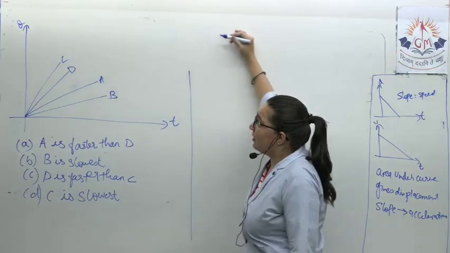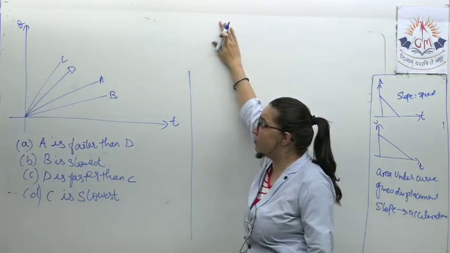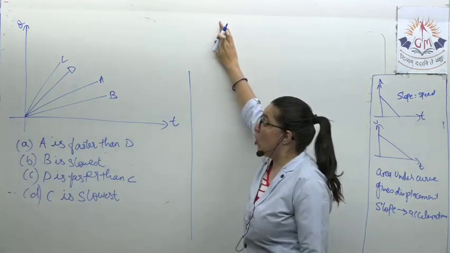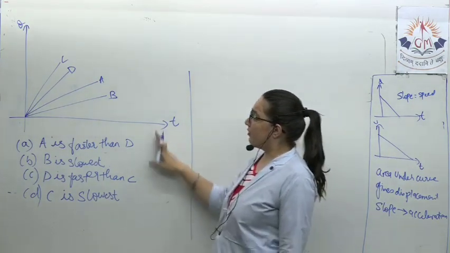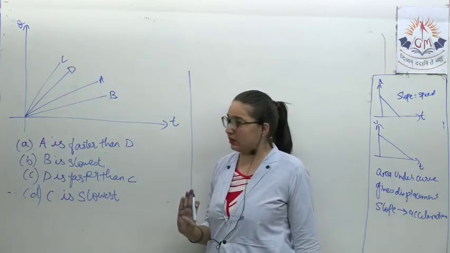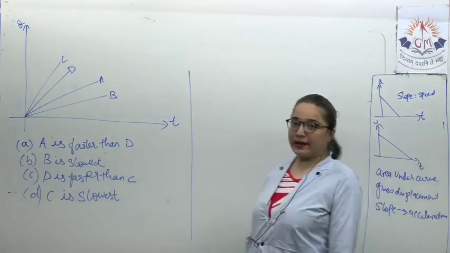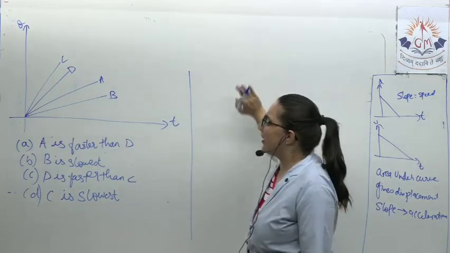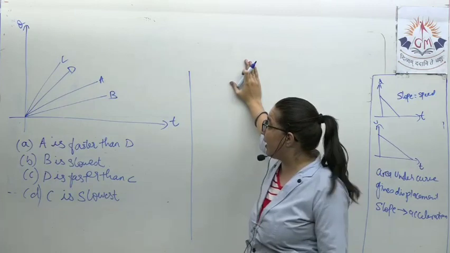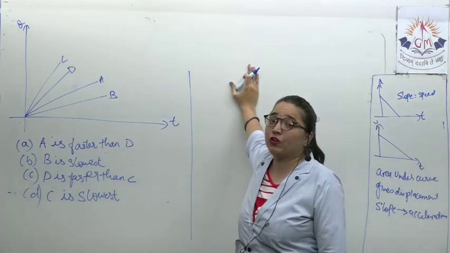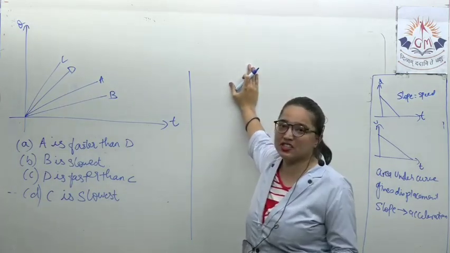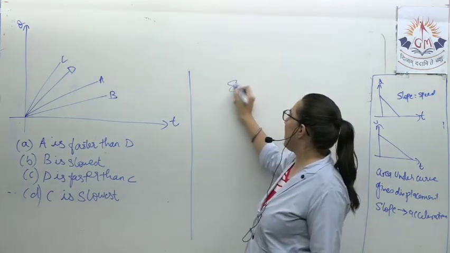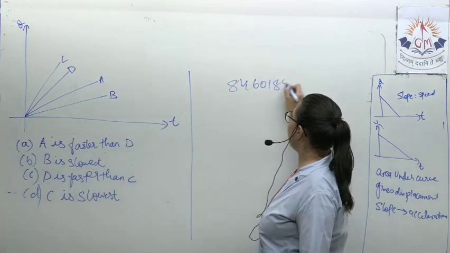You have been given the distance versus time graph of 4 particular cars, that is A, B, C, and D. And you are asked to find out which among the following is the correct answer. How will you find out now? I am giving you just 30 seconds to think. Can you just analyze, try it out and write the correct answer? If you know which is the correct answer, you can WhatsApp me the answer on my contact number, that is this.